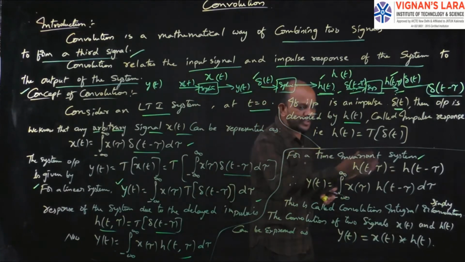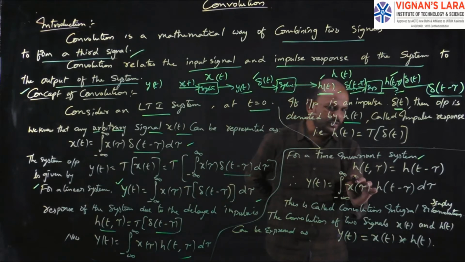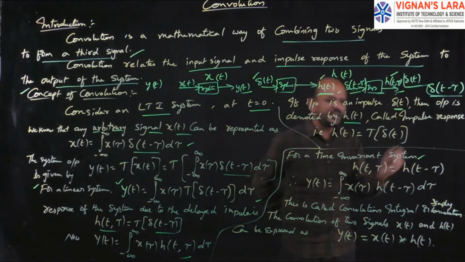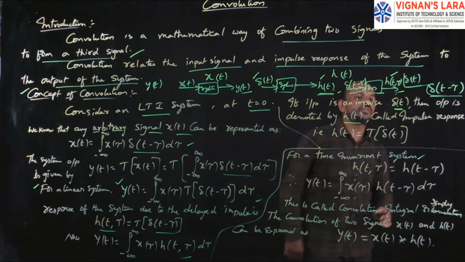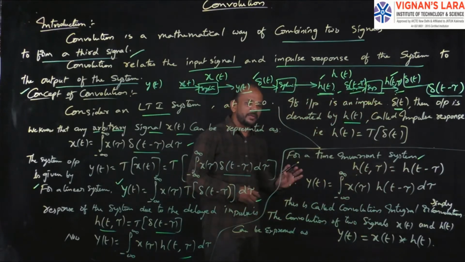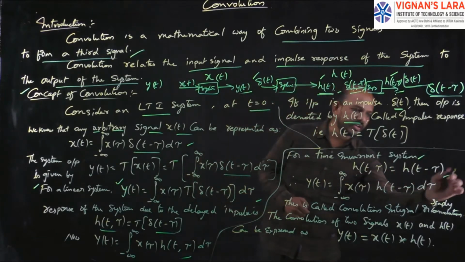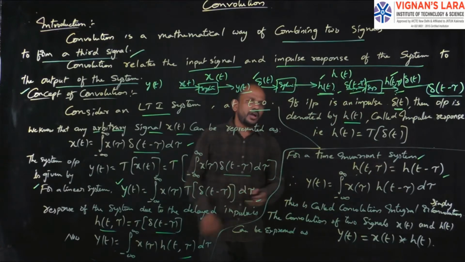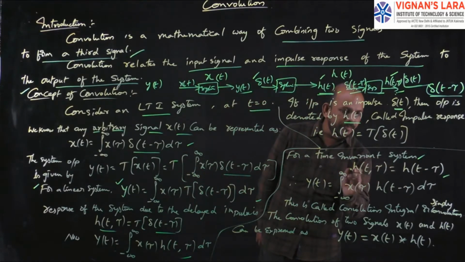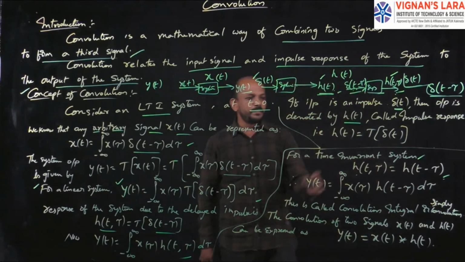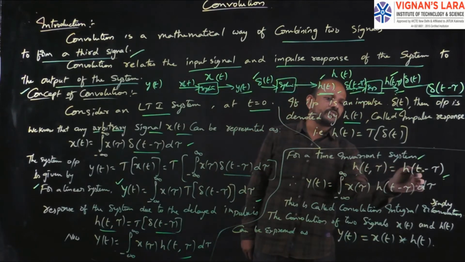So for a time invariant system, we can write the output due to the delayed impulse, that is h of t comma tau, will be equal to the delayed output, that is, the output h of t delayed by tau seconds, which can be written as h of t minus tau. So h of t comma tau will be equal to h of t minus tau. Simple one. So for a time invariant system, the output due to the delayed impulse is the same as the delayed output. So in place of h of t comma tau, I can write h of t minus tau.